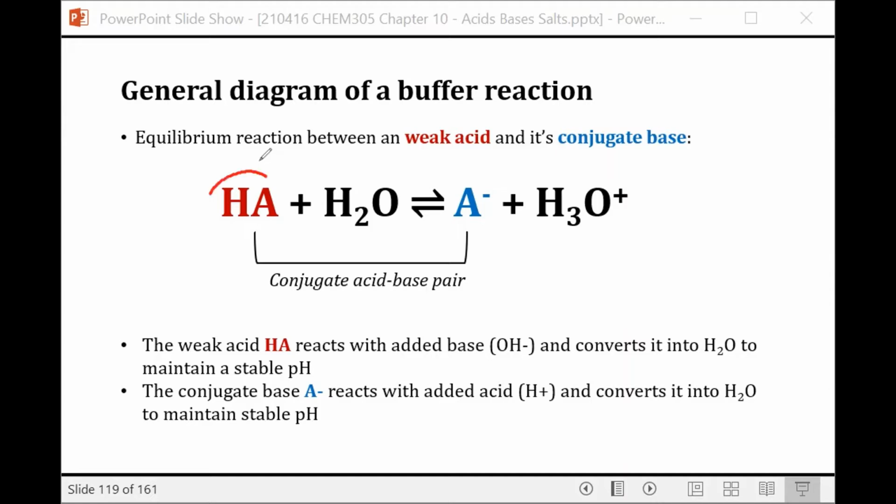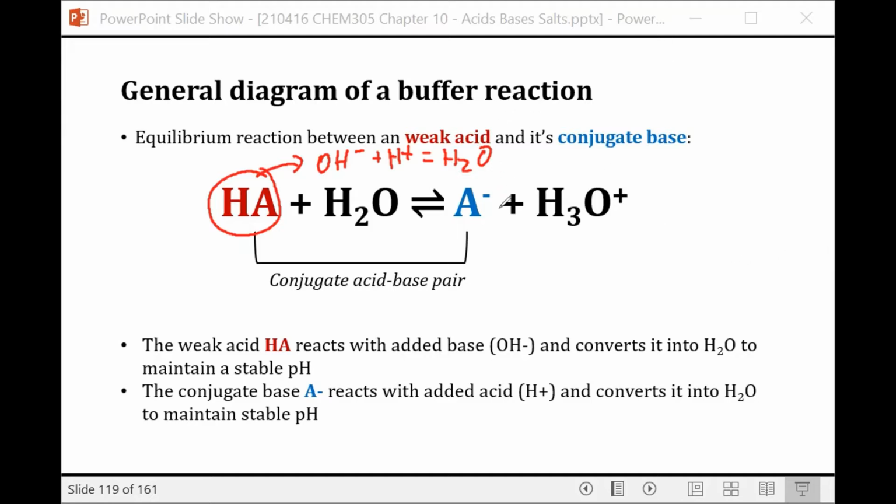Because the system contains a weak acid, if some base is added to the system, the weak acid, instead of protonating water, can protonate the base to make H2O. And so instead of changing the concentration of H3O+, which would change the pH, if a base is added, the weak acid will just protonate the base, turn it into neutral water, and the pH doesn't change very much.